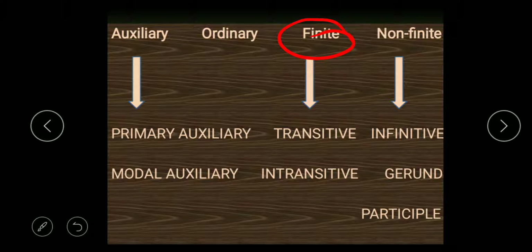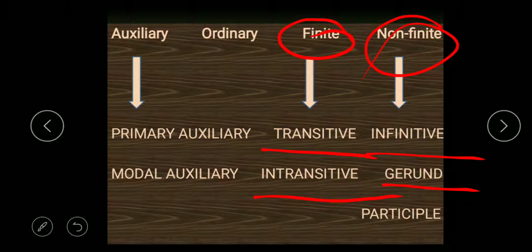This finite verb is further subdivided into two parts, that is transitive and intransitive. And apart from this, we have non-finite. What are non-finite verbs? A non-finite verb is a verb form that doesn't show tense. In other words, you cannot tell if a sentence is in past tense, present tense or future tense by looking at a non-finite verb. So it is further subdivided. It has three more parts, that is infinitive, gerund and participle.